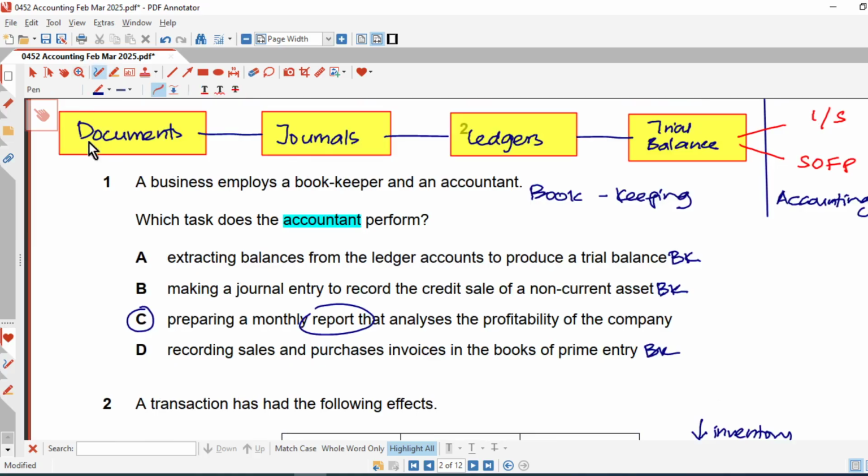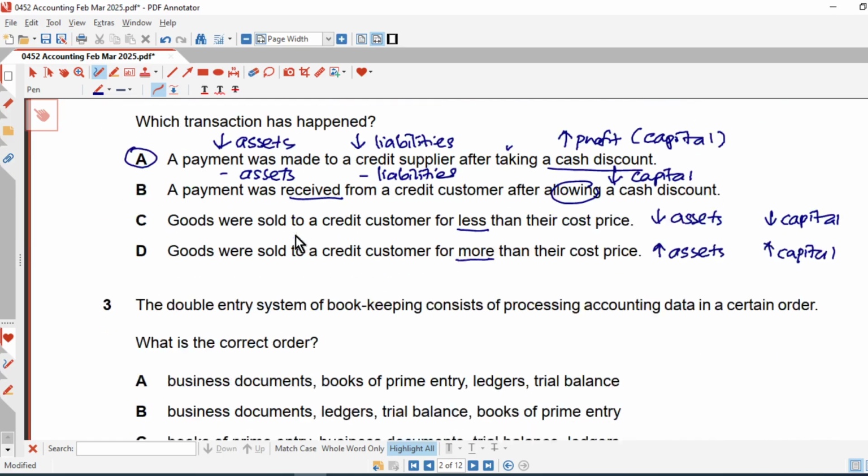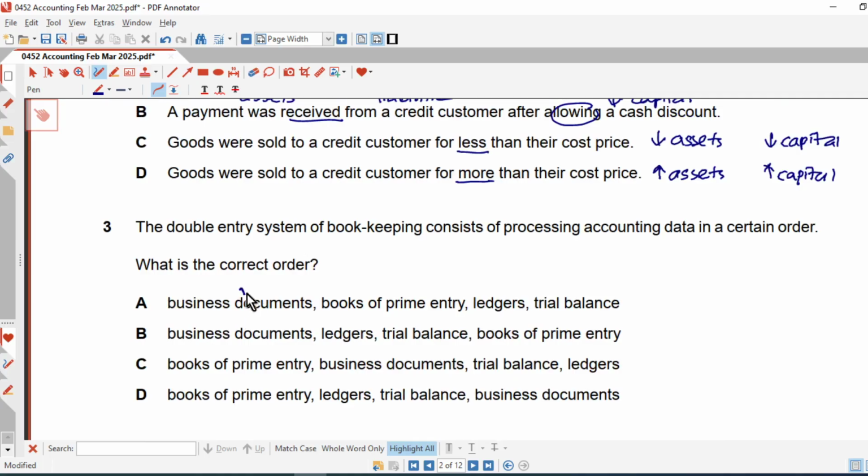So I start off with documents, right? A lot of information in the documents. Some are not necessary for an accountant. So what we do is we summarize information into the journals. Then we do totals, bring the totals over to the ledgers, work out a trial balance, and then finally you get your financial statements. So I start with documents. Don't start with the journals, start with documents, move on to the journals, not the ledgers. Only go to the ledgers once you're done with the journals, and finally the trial balance. So A would be your answer.